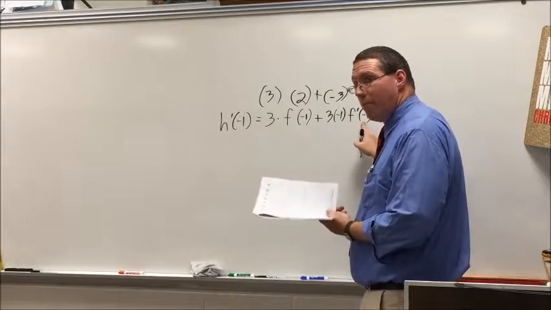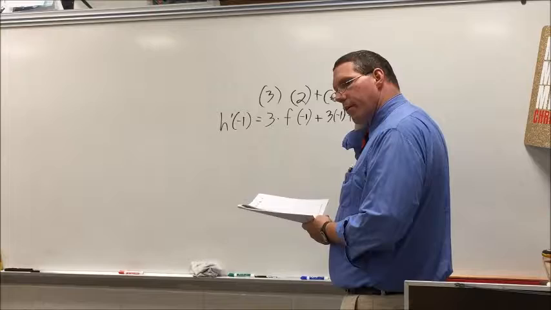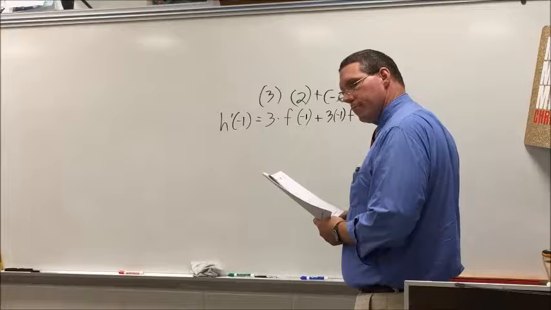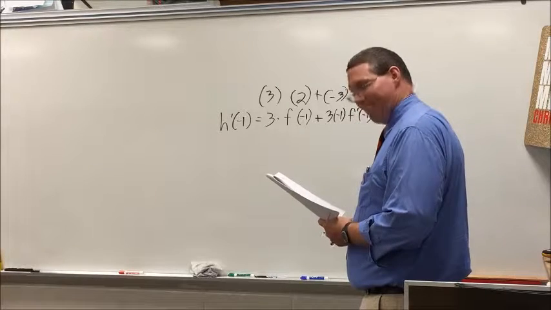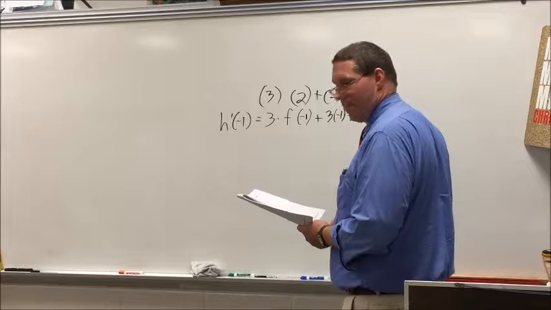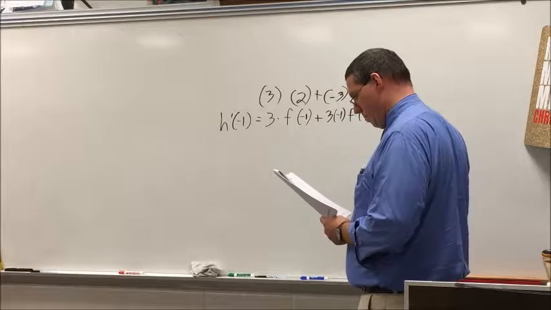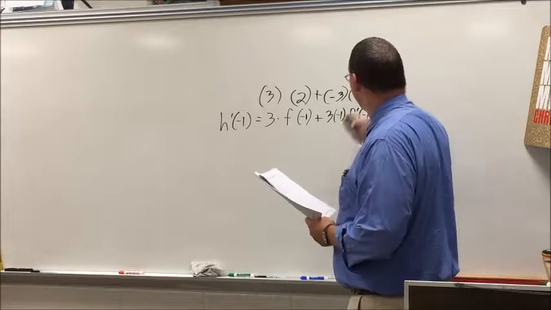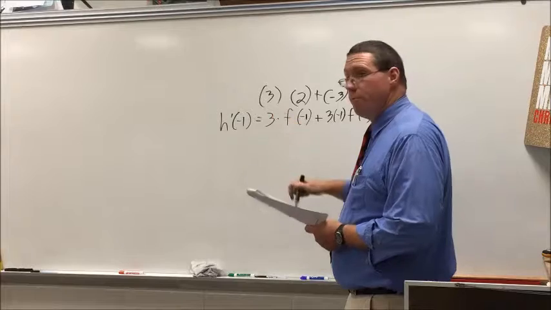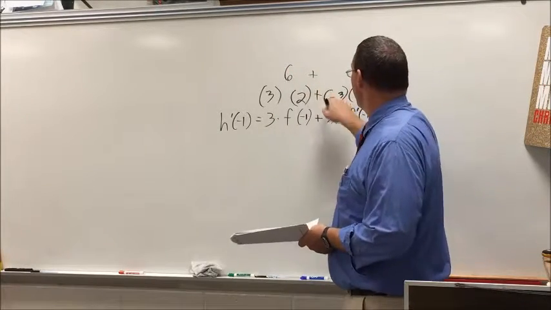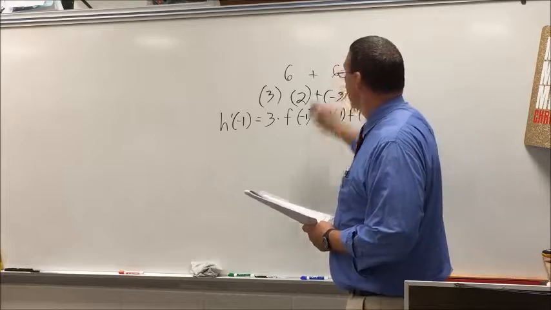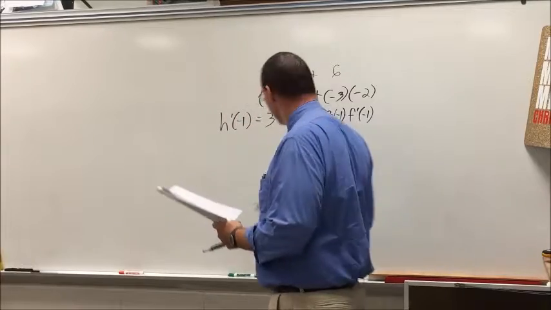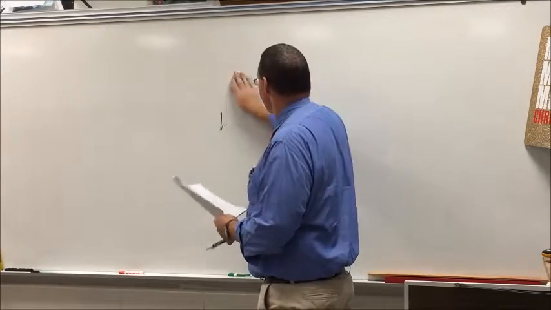Now we just want to know what f prime of -1 is. That's in the graph, because it's the slope. And what is the slope at -1? -2. 3 times 2 is 6, plus -3 times -2, which is 6. There you go. E, 12. The mystery is unraveling, right?